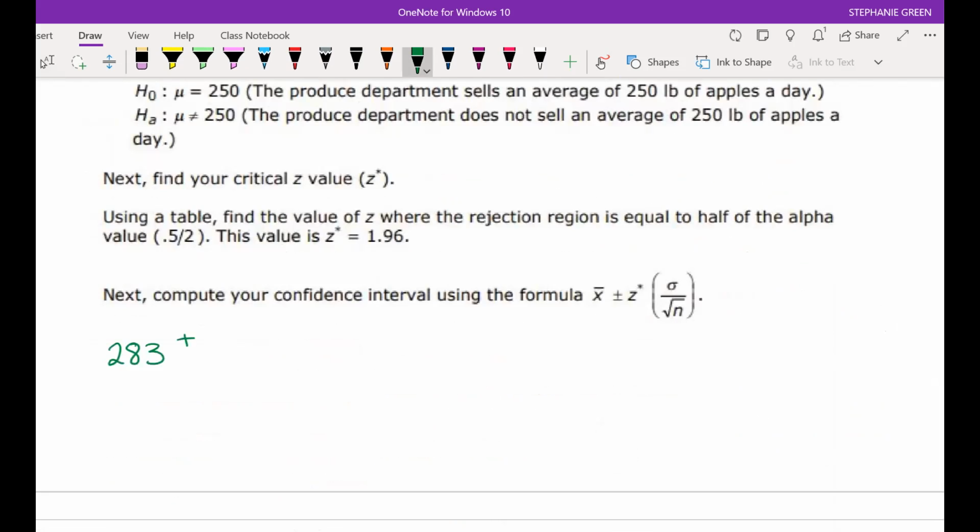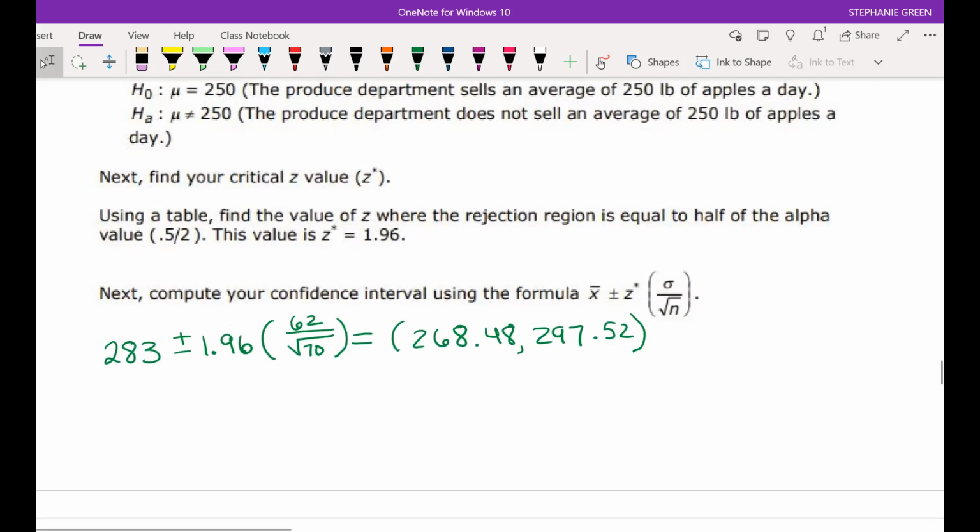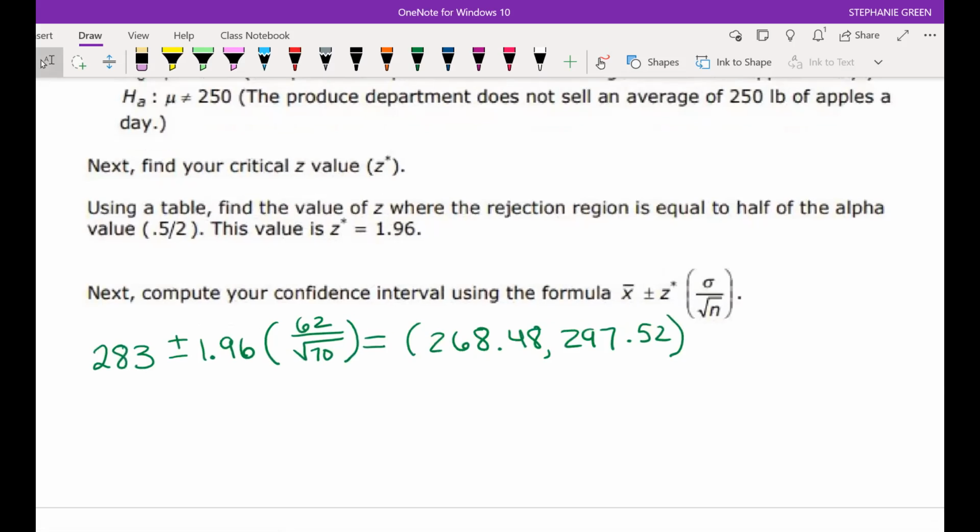We're going to add and subtract to that. Our Z star for a 95% confidence interval is always 1.96. And the standard deviation for a sampling distribution is the standard deviation of the population, 62, divided by the square root of the sample size, 70 days. So when I subtract, we get 268.48. And when I add, I get 297.52.